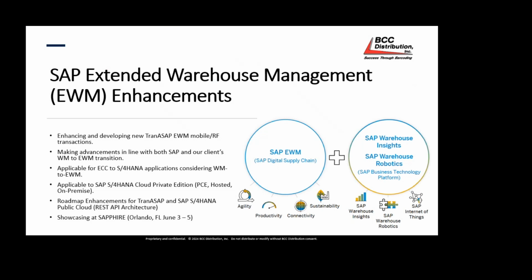We're also following what our customers are telling us that they're going to do, which is transitioning from WM to EWM, transitioning from ECC to S/4HANA, and then WM to EWM as well, applicable to the private cloud edition, on-premise, hosted, PCE. That's what we're focused on at the moment for EWM. And then also having that REST API architecture for our TrainASAP solution.